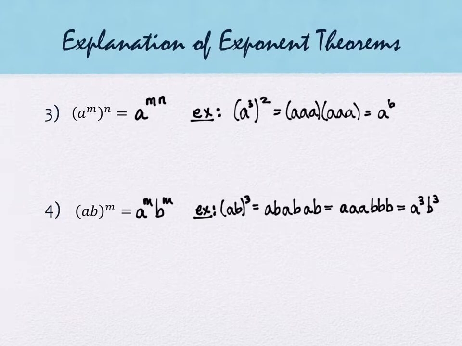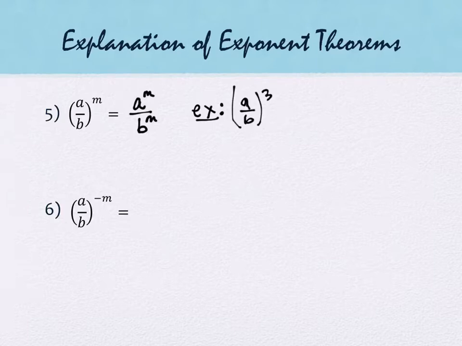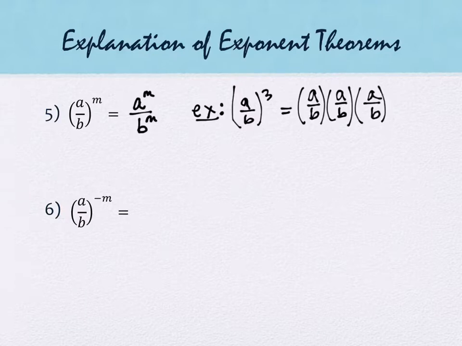Number 5 is similar, maybe even a bit easier to see, just because there's not the regrouping necessary. So again, we said that it's a to the m over b to the m. So if I have a over b cubed, then I'd have a over b times a over b times a over b, which is a cubed over b cubed.